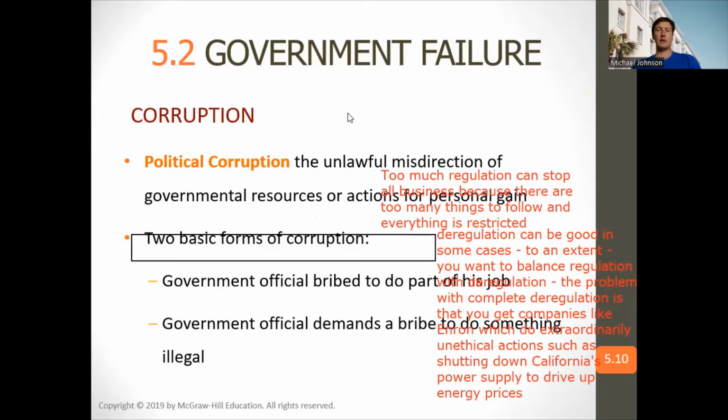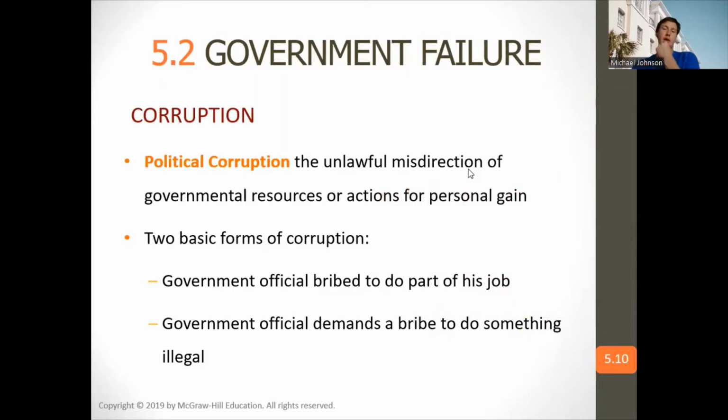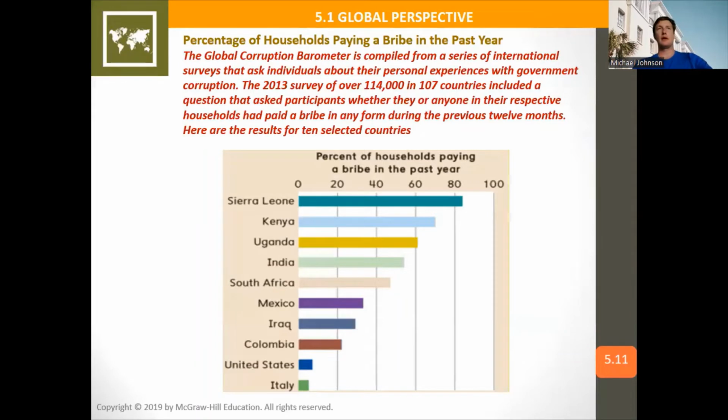So then political corruption is the unlawful misdirection of government resources or actions for personal gain. So this is through bribery and demanding a bribe. Sierra Leone is the place that has the highest amount of bribery in the world, followed by Kenya and then Uganda, and then other countries come after. So bribery isn't good for the economy. It's good to have lower rates of bribery because too much bribery can be a real issue to an economy. You need to have very little bribery in order for an economy to operate well.